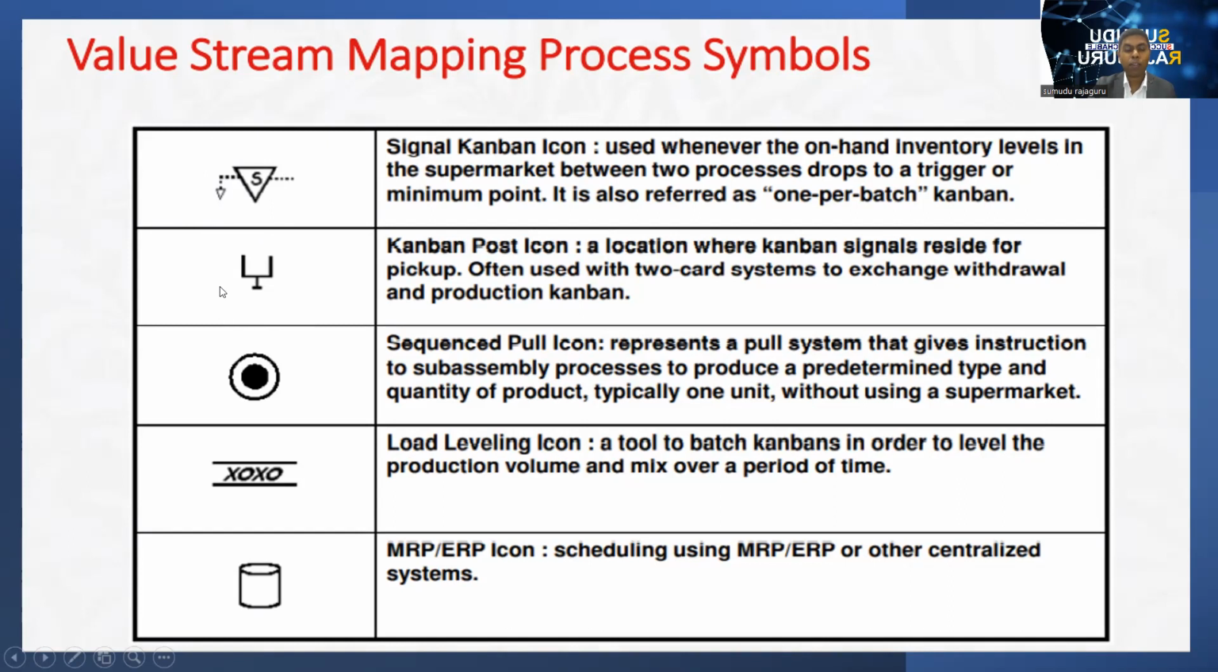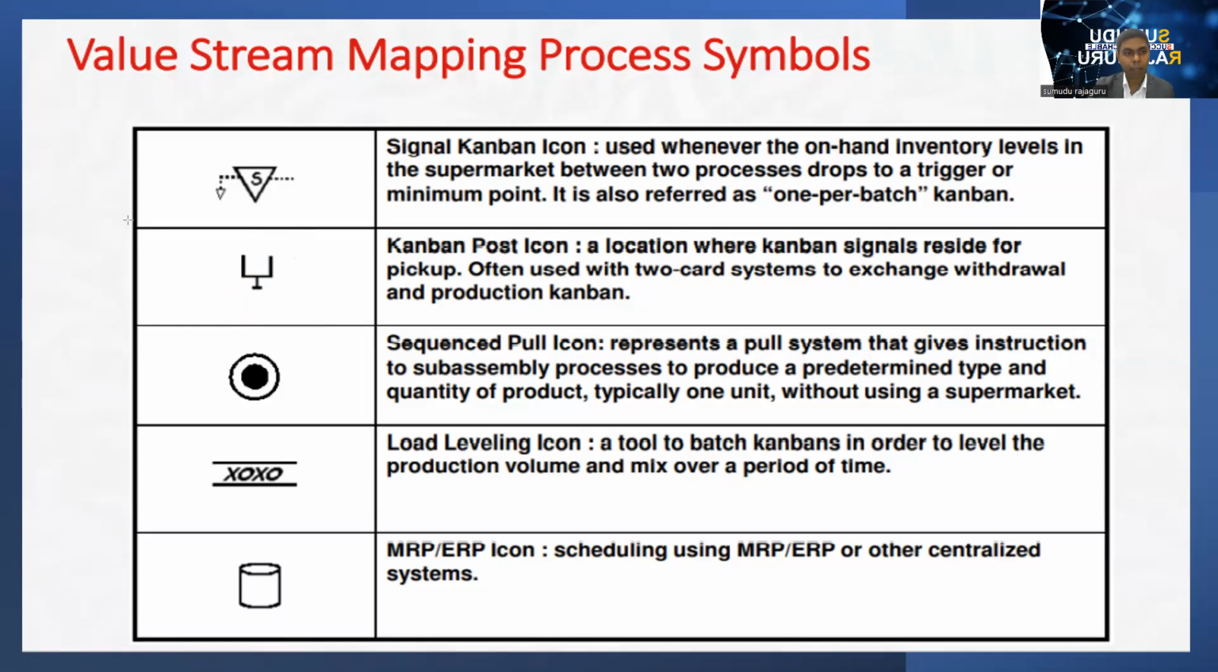So when we draw the Kanban, with the Kanban also, we can put this post. This is like a hold. But most of the time, we are not using this kind of icon. This is called the sequence pull icon. That means if we want to show in our process that sequential pulling happens.